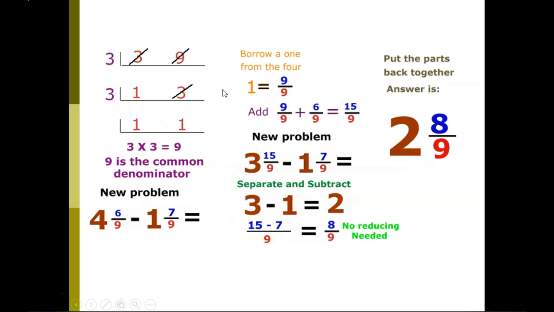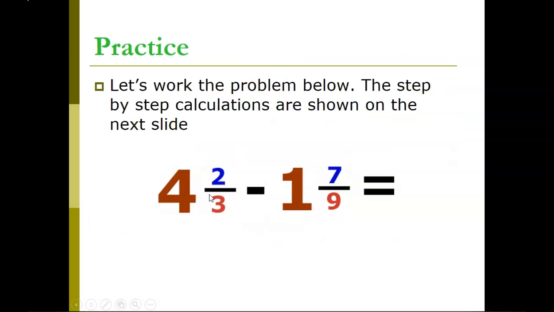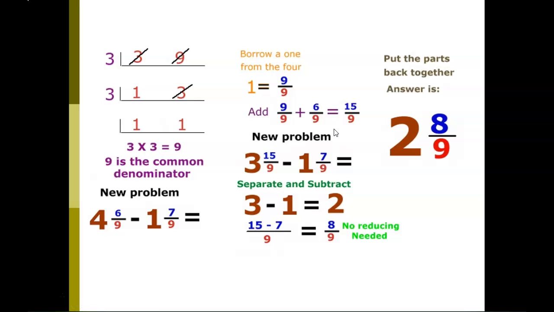All right, so here's one where they show you how to do the borrowing as well as find the way to reduce. So they start off with your first problem, which is 4 2/3 minus 1 7/9, which, guys, if you do not know that 3 goes into 9 three times, let me know and I'll show you this. So your lowest common denominator here is 9.